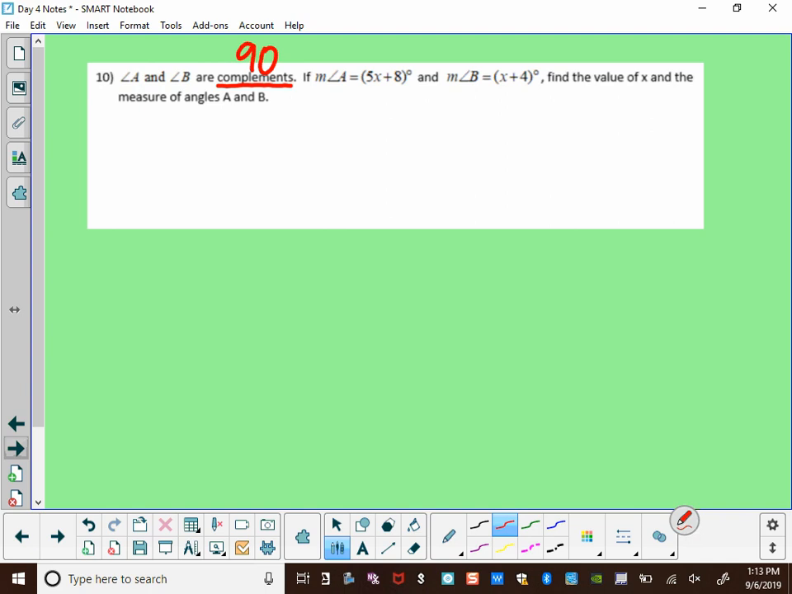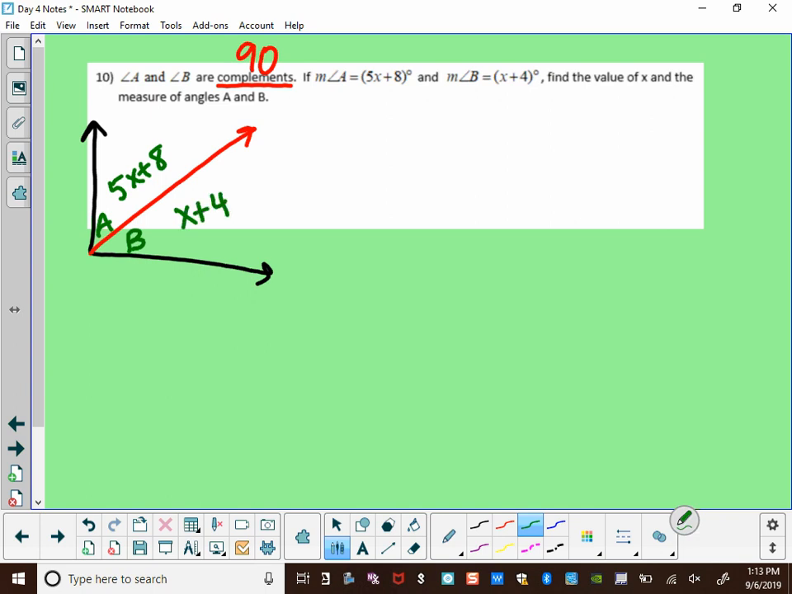So that means you have two angles. This is angle A, this is angle B. It said angle A was 5x plus 8, and angle B was x plus 4. They're both going to equal what? They're both going to equal 90. 5x plus 8 plus x plus 4 is equal to 90. You can type that right into Desmos, and you should get x is equal to 13.